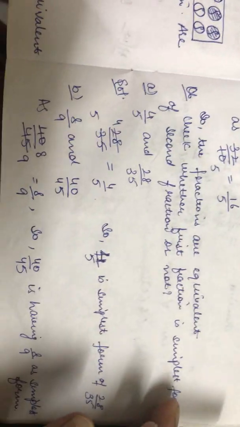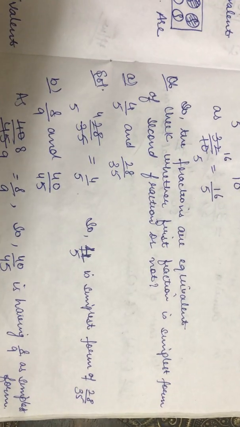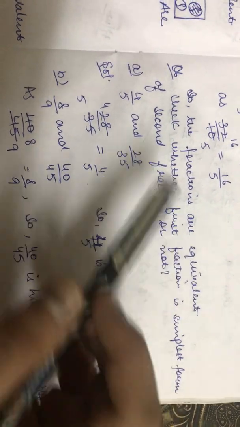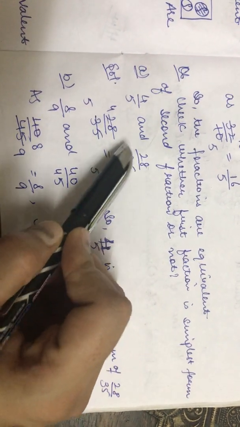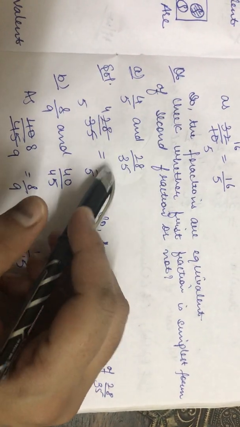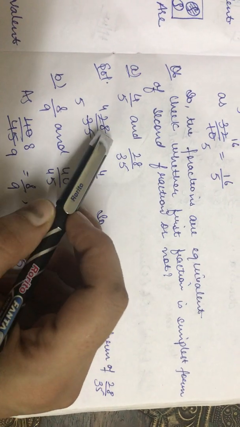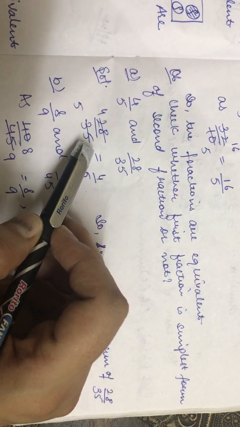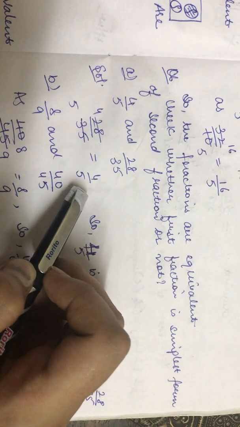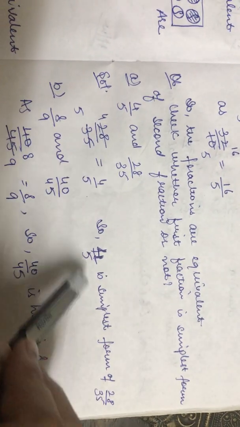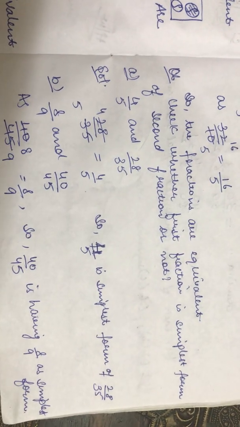Sixth question from the book is: check whether the first fraction is the simplest form of the second fraction or not. The first fraction is 4 by 5 and the second fraction is 28 by 35. Let us simplify this. If it comes out to be 4 by 5, then we will say yes. 28 and 35 have the common table of 7. 7 4s are 28 and 7 5s are 35. The answer is 4 by 5. So yes, 4 by 5 is the simplest form of 28 by 35.